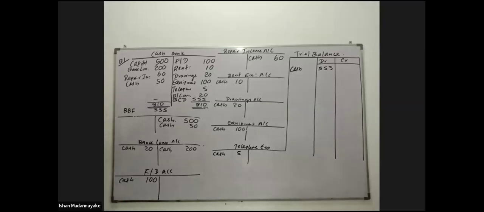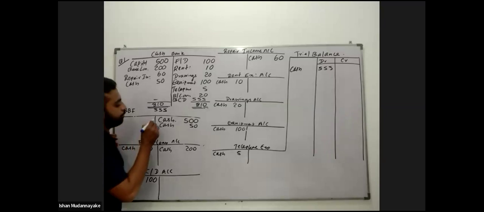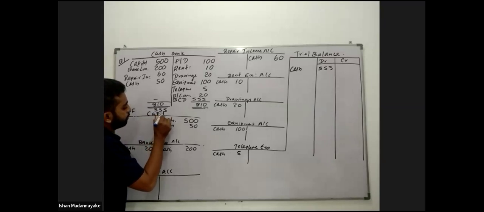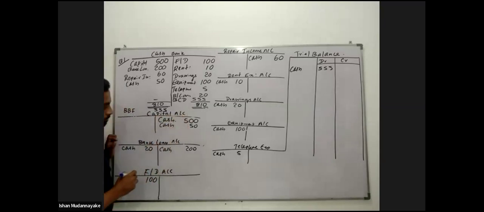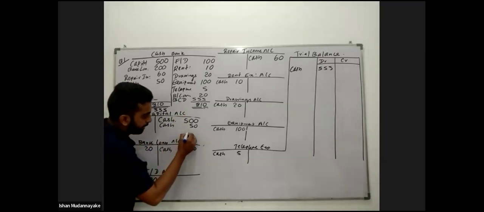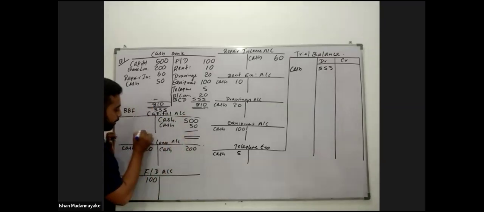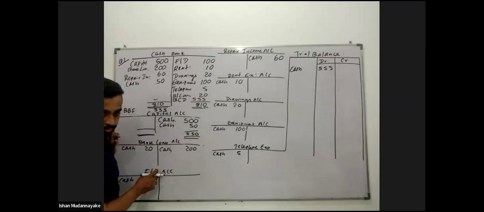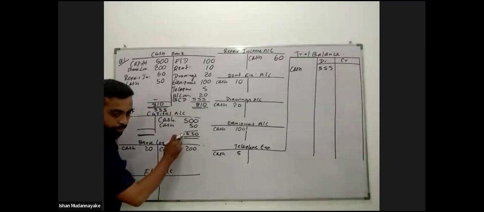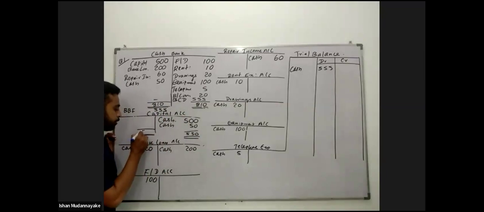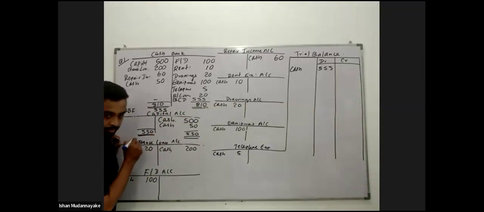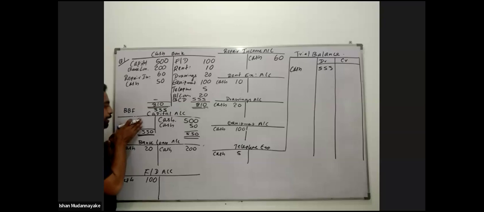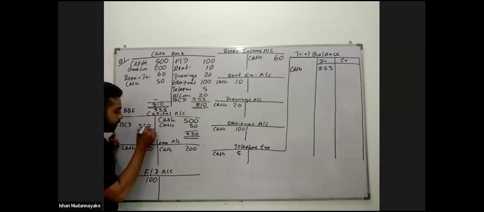Right. Next one, please balance the capital account. In the capital account, the higher side is the credit side. 550. And then transfer this 550 to the debit side. Right, after that, there is no balance to deduct from the debit side. Therefore, balance carried down 550.